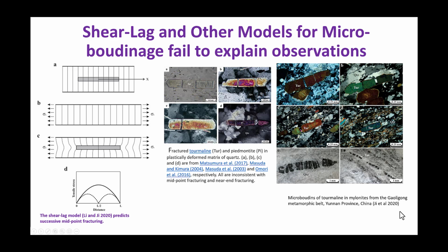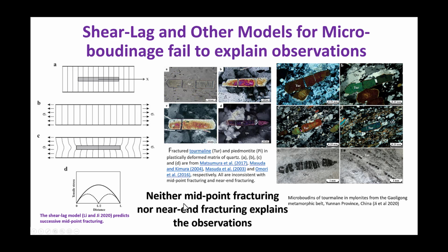Because of this difficulty, Shaocheng Ji proposed another model called near-end fracturing. Instead of middle point fracturing, the fracturing is always near the end of the mineral. However, I do not see that these fractures always develop from an end. Fracture develops, to me, randomly anywhere. So, neither middle point fracturing nor near-end fracturing explains the observations.